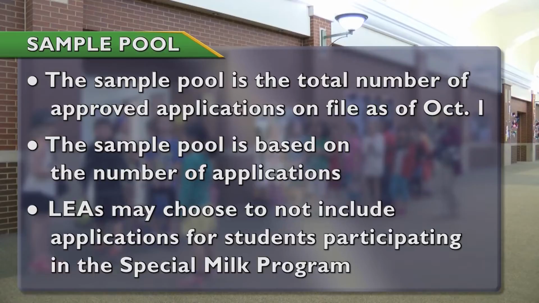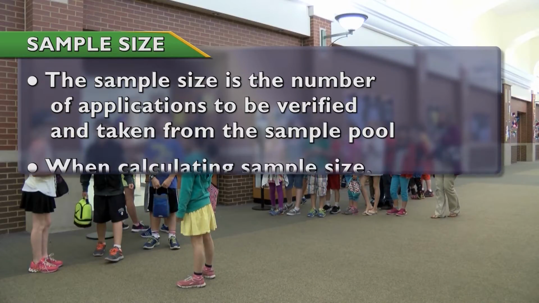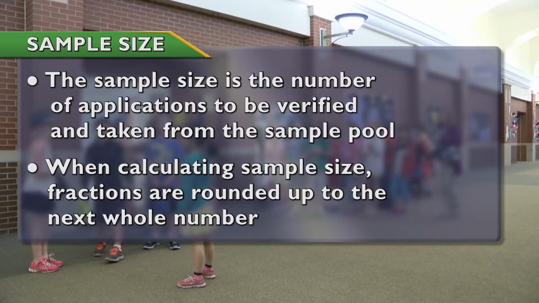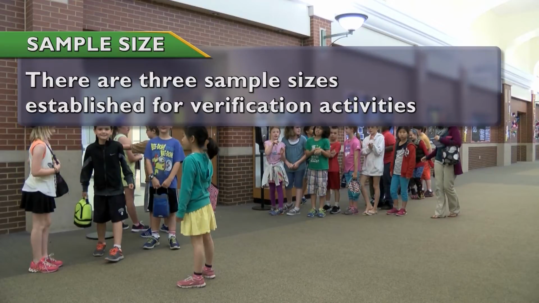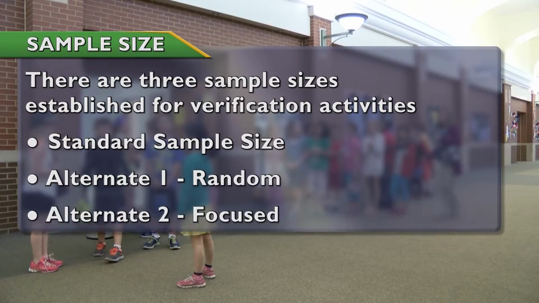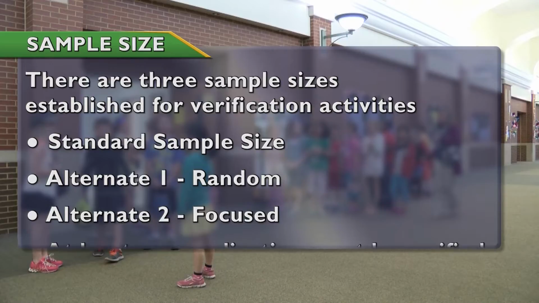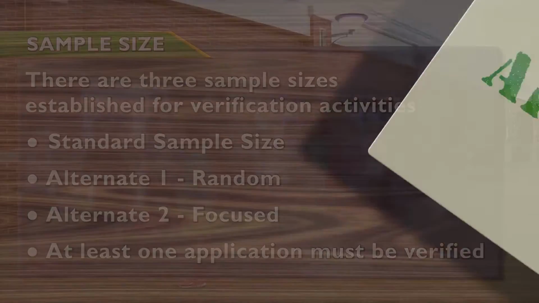Steps establishing the sample size include determining the number of applications to be verified, which are taken from the sample pool. When calculating sample size, fractions or decimals are rounded up to the next whole number. There are 3 sample sizes established for verification activities: standard sample size, alternate 1 random, and alternate 2 focused. At least one application must be verified.